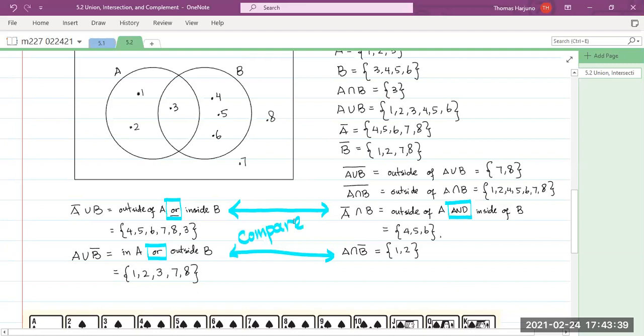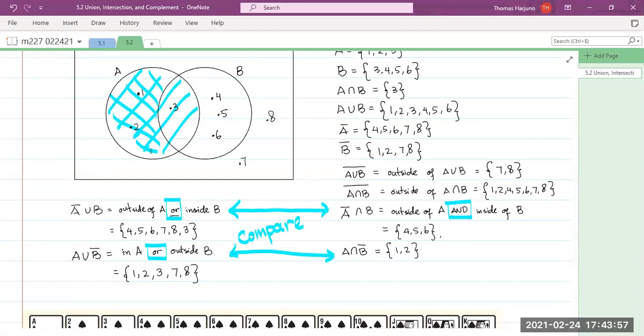Inside of A and at the same time outside of B. So first it has to be inside of A. So that's 1, 2, 3. But it also has to be outside of B. The ones outside of B are these. Right? So only 1 and 2 are in A and outside of B at the same time. Do you start to see the difference? Intersection means it has to satisfy both. Union means it just needs to satisfy either one of them.